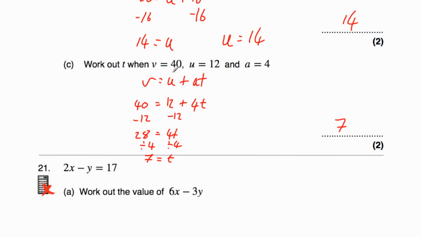If we go back to our formula, we've got u, which is 12, plus a times t, well, it's going to be 4 times 7. 4 times 7 is 28, plus 12 is equal to 40. So it's right. So our answer, t, is equal to 7.